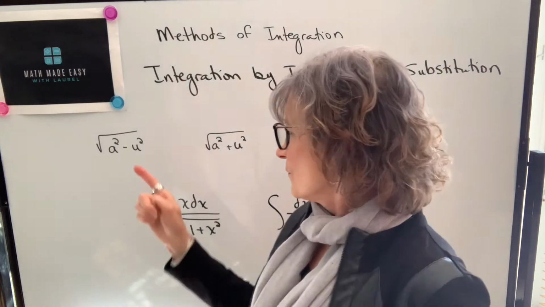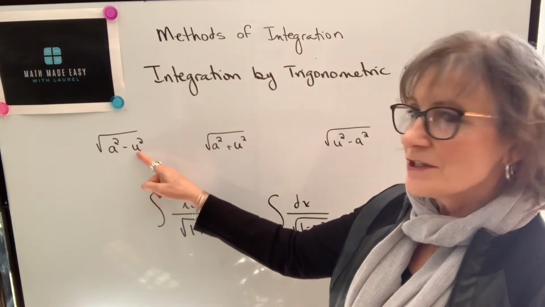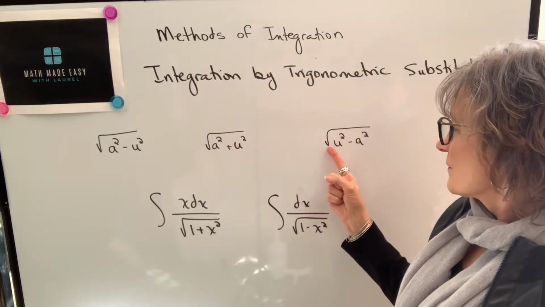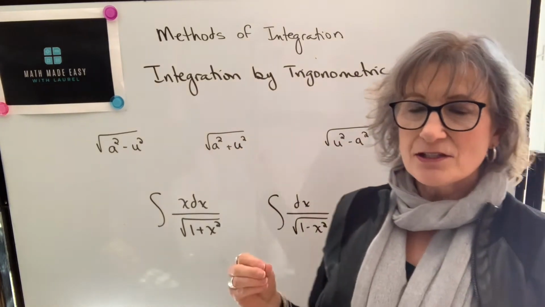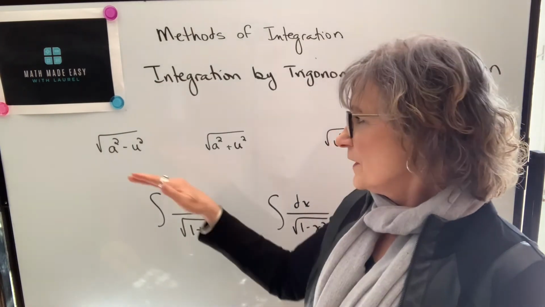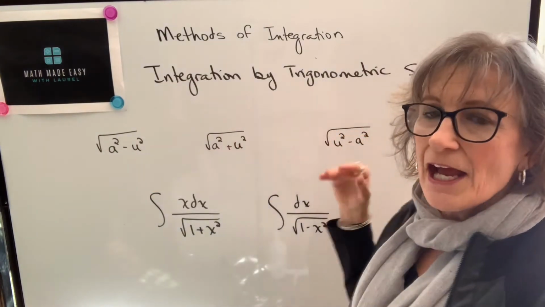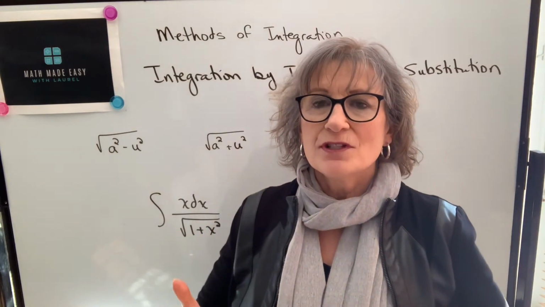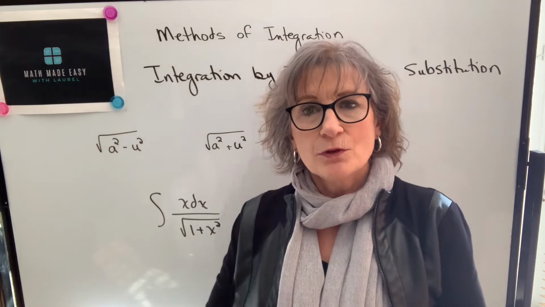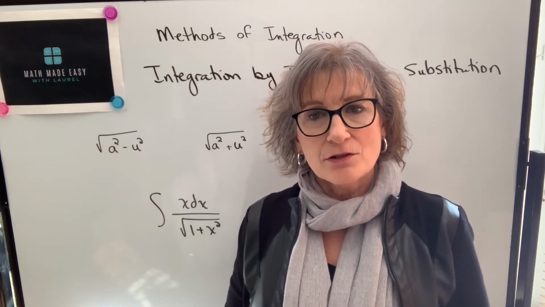Those forms were square root of a squared minus u squared, square root of a squared plus u squared, and square root of u squared minus a squared, where a is a constant and u is a function. So if you have integrals containing those and you're unable to integrate them using the patterns and methods we've talked about previously, then you can look at trig substitution as an option.